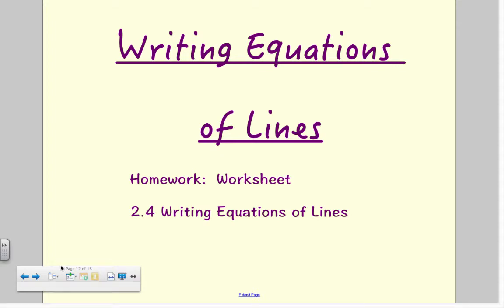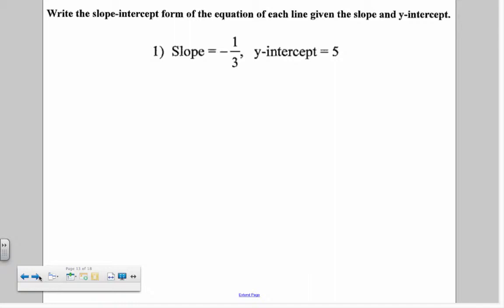Okay, welcome to Writing Equations of Lines with Mrs. Herrera. This is from Homework, your worksheet 2.4, Writing Equations of Lines. I'm going to start with problem number 1. It says write the slope-intercept form of the equation of each line given the slope and y-intercept.